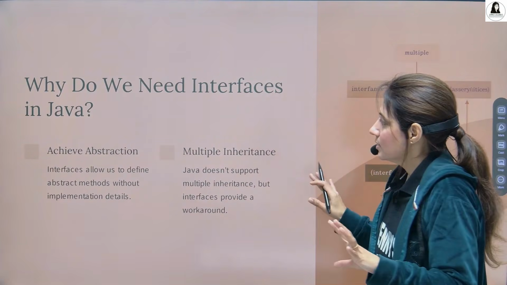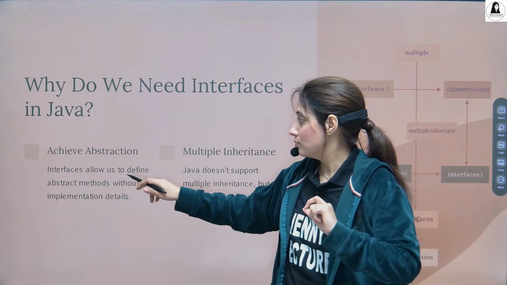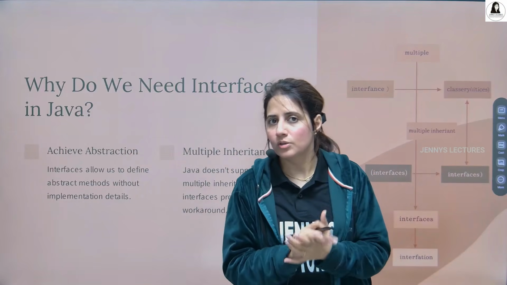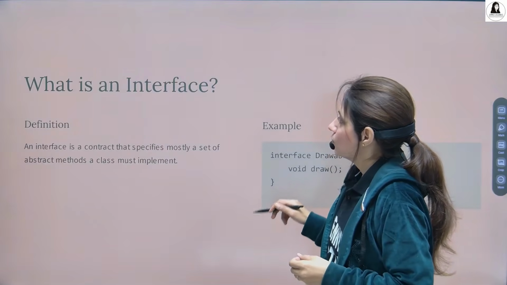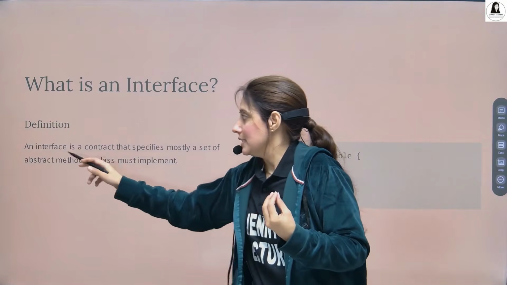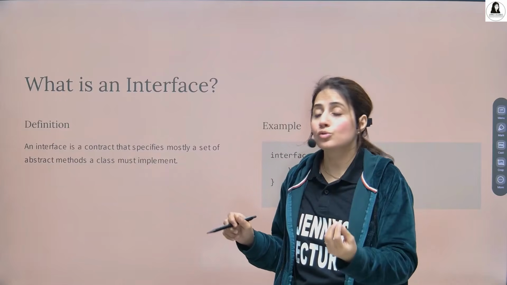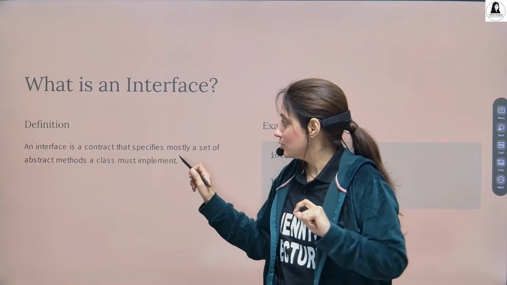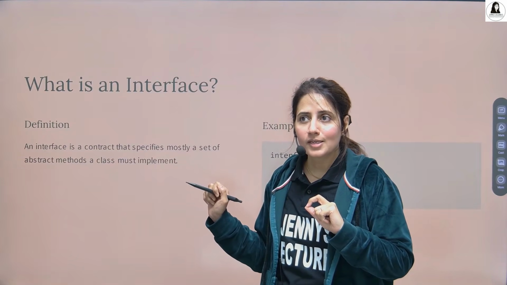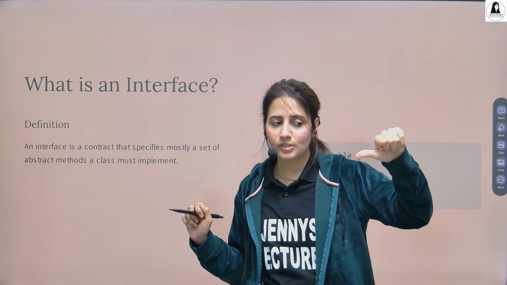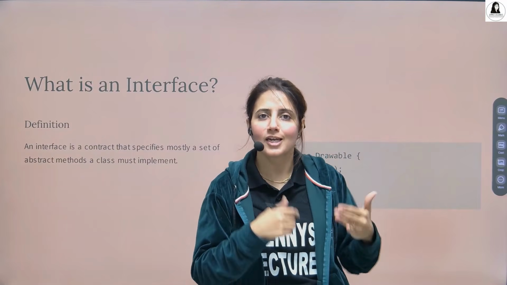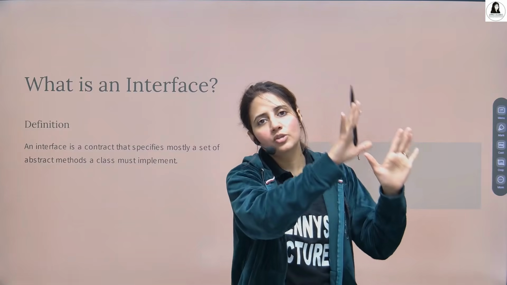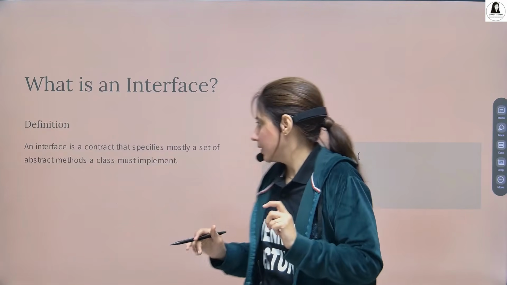Now, why do we need interfaces? To achieve abstraction, interfaces allow us to define abstract methods without implementation details. So basically, to achieve abstraction, we can use interfaces. Now, what is an interface? I'd say it's a contract that specifies mostly a set of abstract methods a class must implement. It's mostly, because, as I have told you, changes were made in Java 8 so that default and static methods are also allowed. But mostly we use interfaces to have only abstract methods.